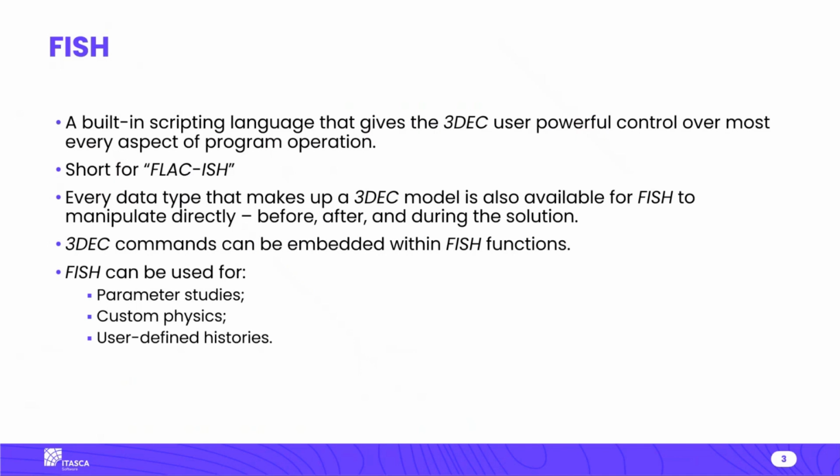Common uses for fish are parameter studies. So again, if you want to run multiple models and change some aspect of that, it's relatively easy with fish. Changing the physics. So people will do this where they can change some component of the physics of what's happening and execute some function every time step, for example. Creating your own histories, recording some piece of data over time as the calculation proceeds, applying boundary conditions, and many other different things.